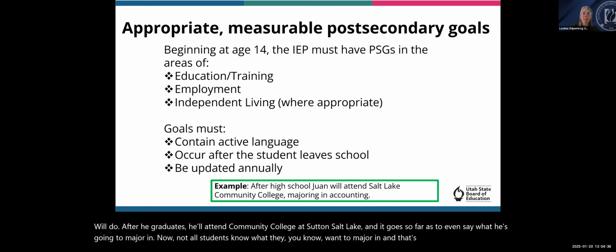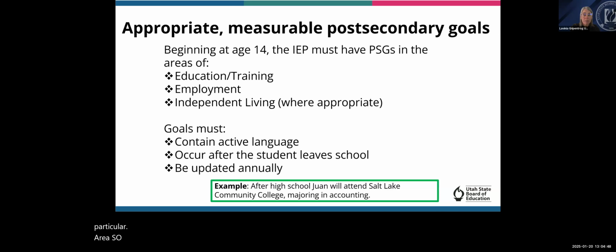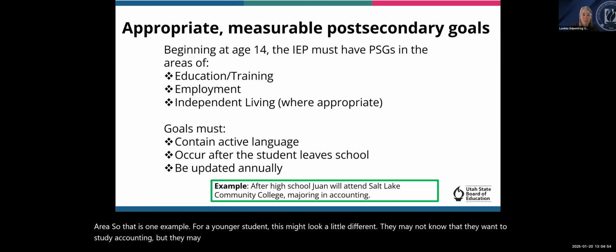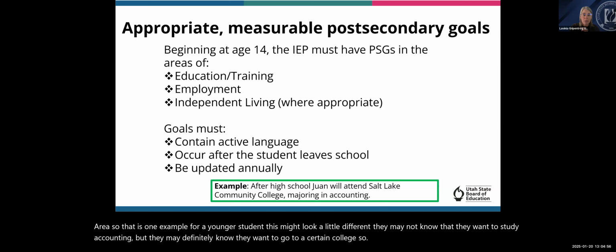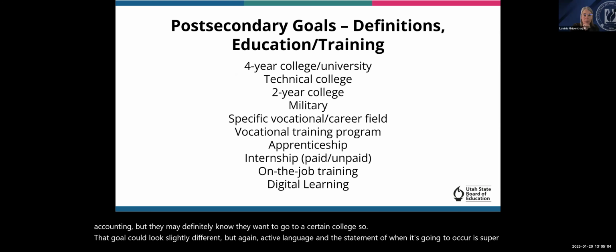But chances are Juan is probably in 11th or 12th grade, and he's narrowed it down quite a bit, that he wants to go to this school and that he wants to study that particular area. So that is one example. For a younger student, this might look a little different. They may not know that they want to study accounting, but they may definitely know they want to go to a certain college. So that goal could look slightly different. But again, active language and the statement of when it's going to occur is super important. So we're going to go through more.